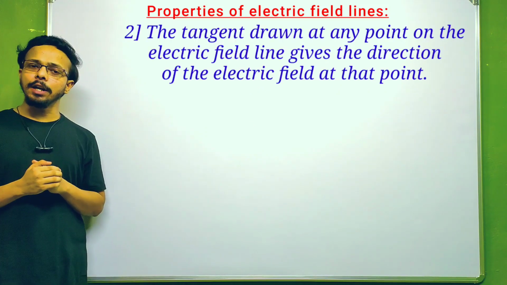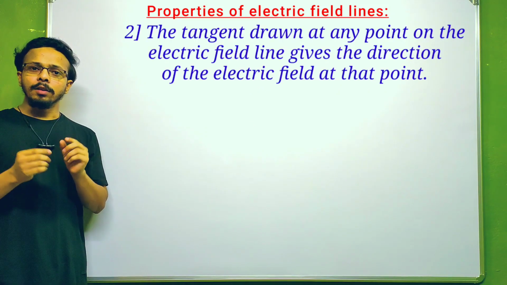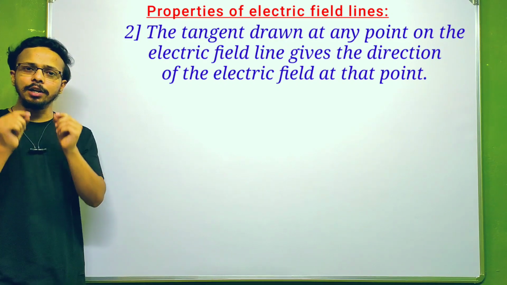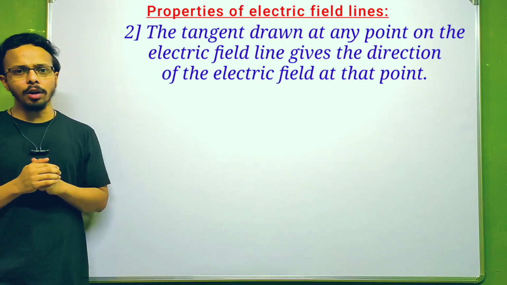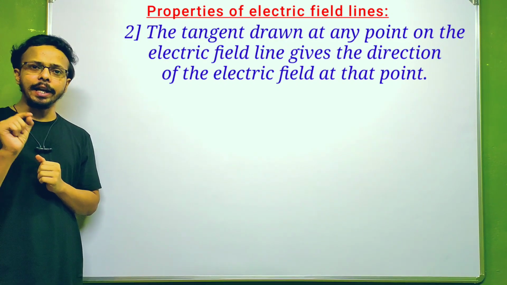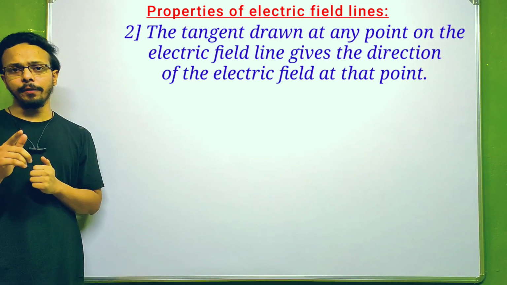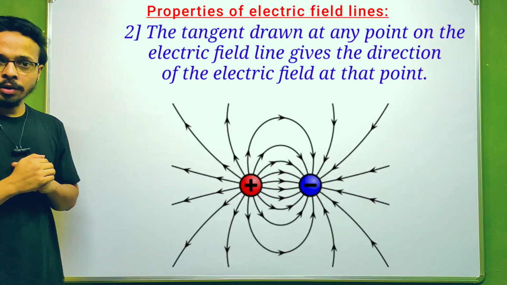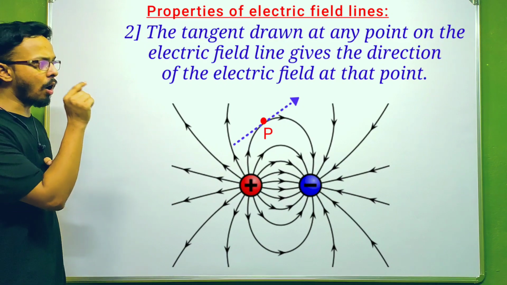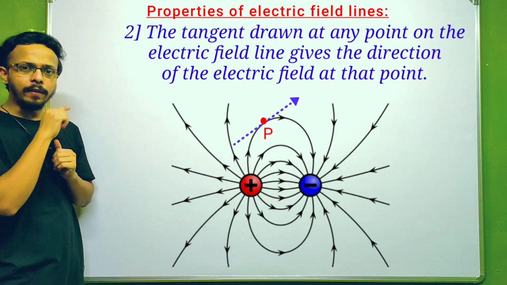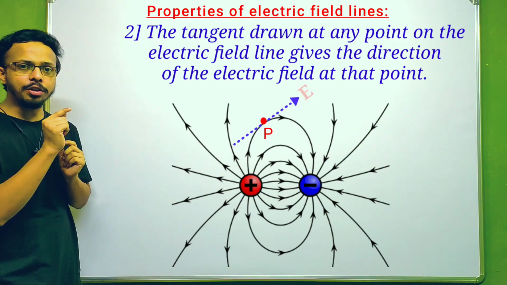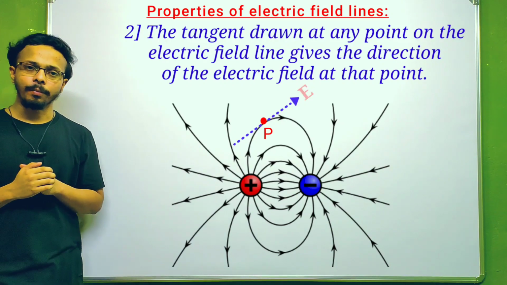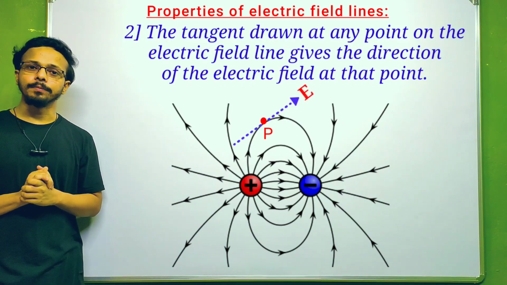The second property of electric field lines is that the tangent drawn at any point on an electric field line indicates the direction of the electric field at that point. So if you draw a tangent at any point, that tangent indicates the direction of the electric field at that point. Okay, so this is the second property.